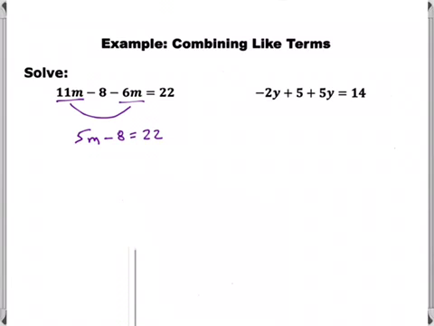Now we can start solving this like a two-step equation. We're going to add 8 to both sides. We've got 5m equals 30. And we're going to divide both sides by 5. And in this case, we get m to equal 6.